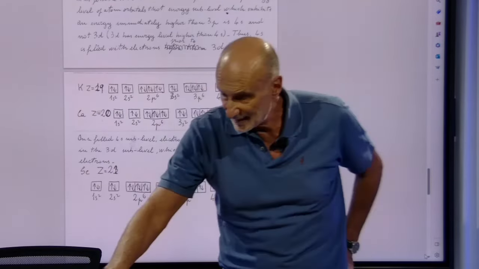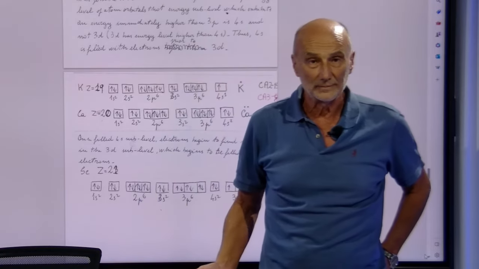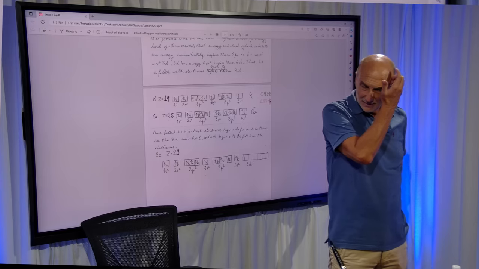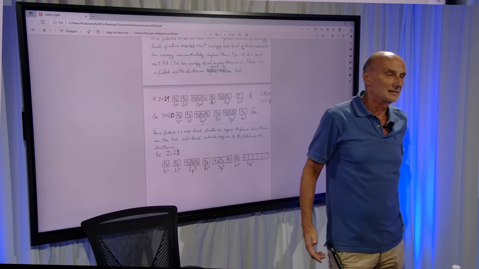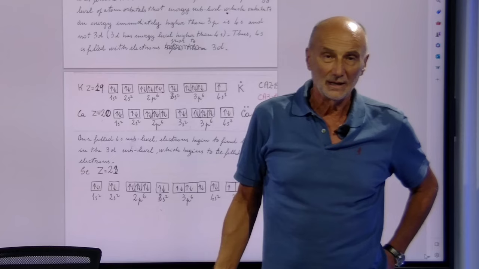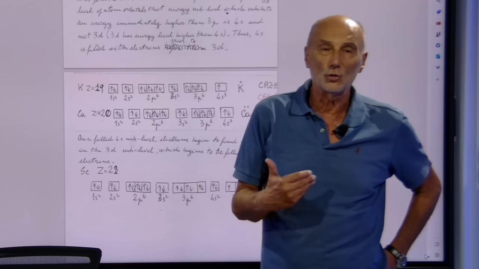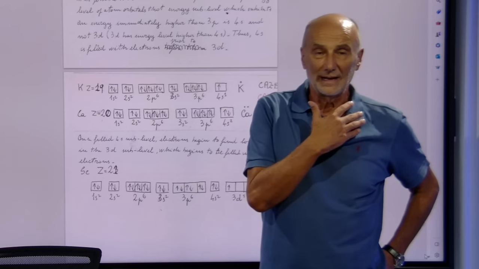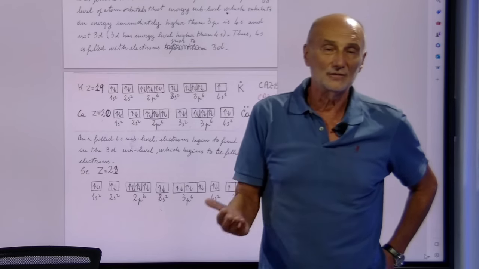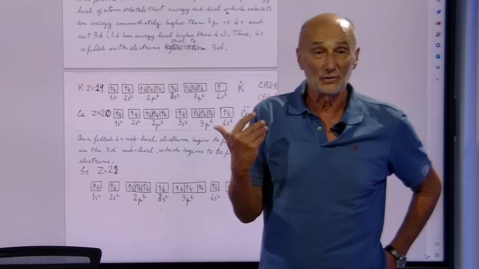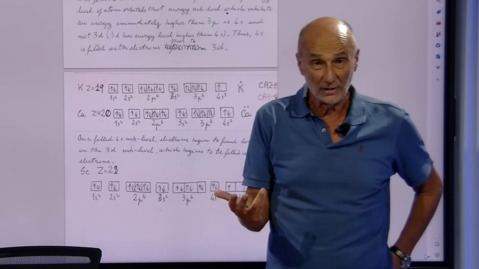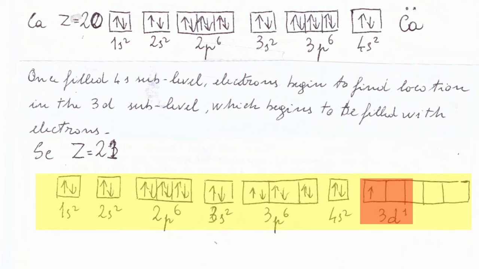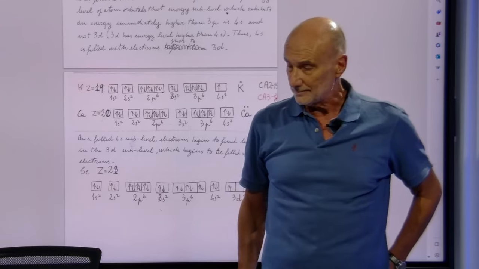Well, let's go ahead. After calcium, the following element is scandium. Scandium has Z equal to 21. After the 4s orbital is filled, the energetic scheme that I showed you in the last lesson tells you that the 21st electron is located into the 3d orbital.